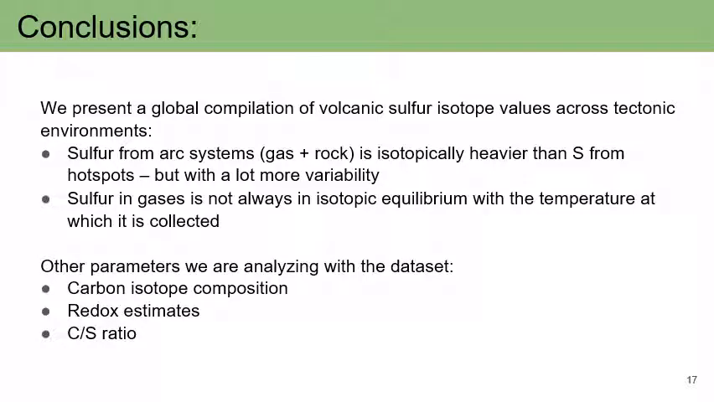In conclusion, we've presented a global compilation of volcanic sulfur isotope values from across tectonic environments, and we've demonstrated that, as expected, sulfur from arc systems is isotopically heavier in general than sulfur from hotspots, but it has a lot more variability. And also that sulfur in gases, in many cases, is not in isotopic equilibrium with the temperature at which it's collected. And stay tuned, we have other parameters in this dataset which we are currently analyzing.